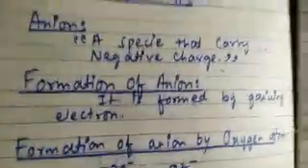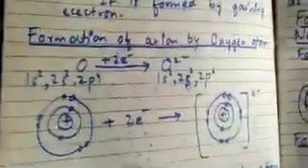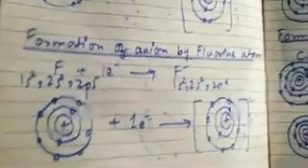So this was today our lecture about anion: the formation of an anion by the oxygen atom, and the formation of an anion by the fluorine atom.